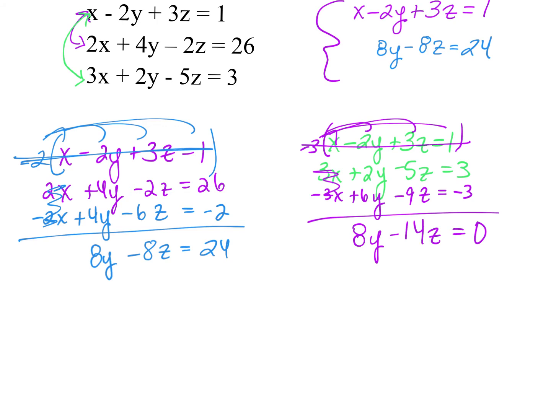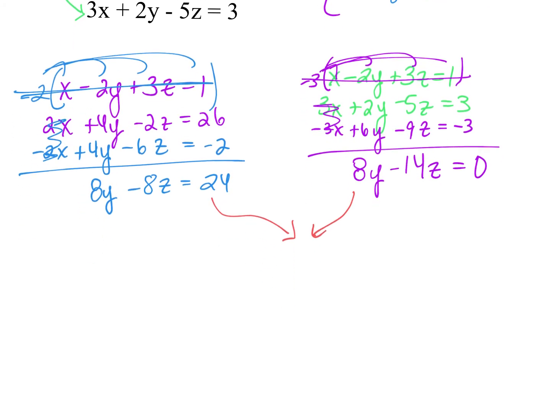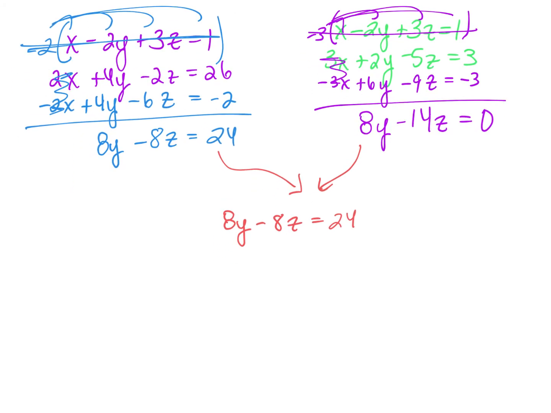So we eliminated x's from both of them. Now I'm going to take these two leftovers and I'm going to eliminate the y's. Doesn't matter which one you write on top. So I'm going to start with the blue. 8y minus 8z equals 24. 8y minus 14z equals 0. In order for the y's to cancel out, what do I have to multiply one of these equations by? Negative 1. All right, so I'm just going to do the bottom.